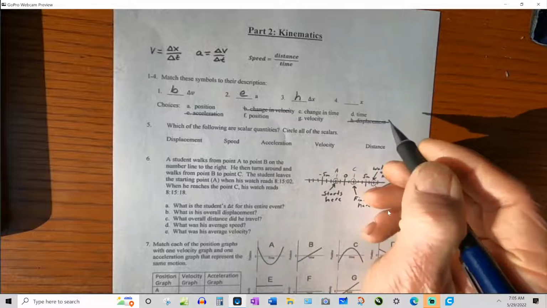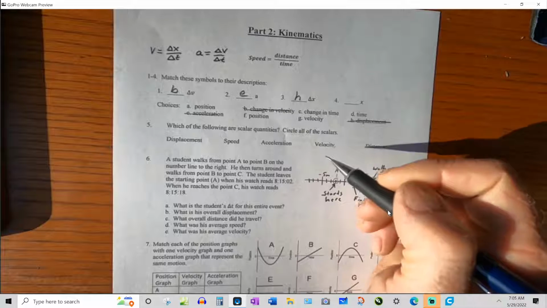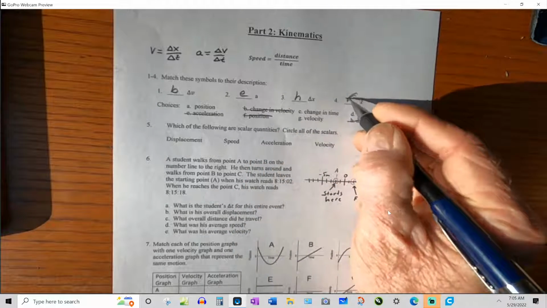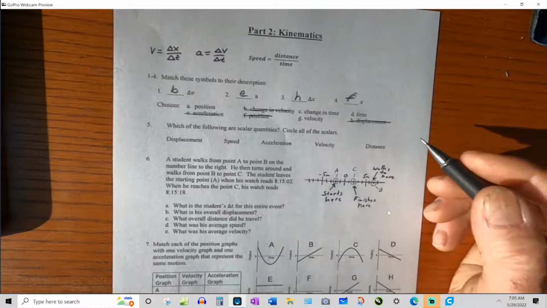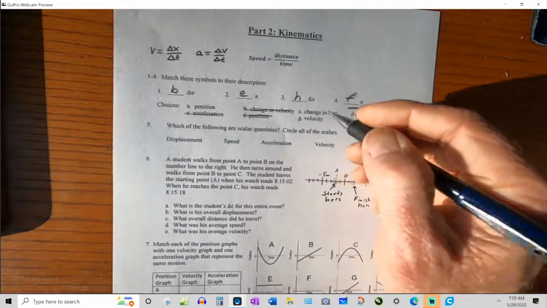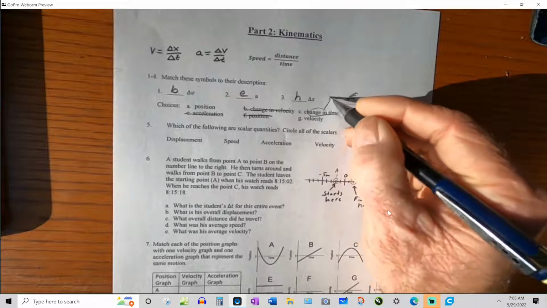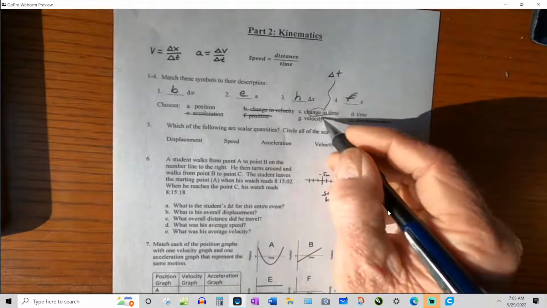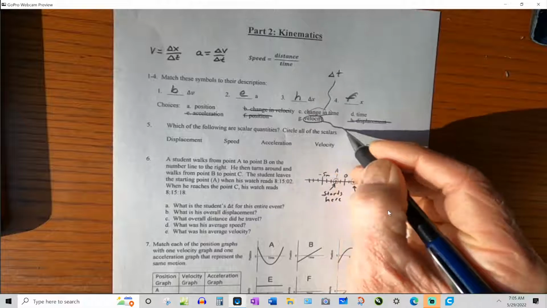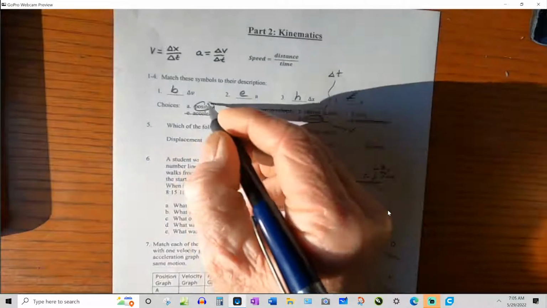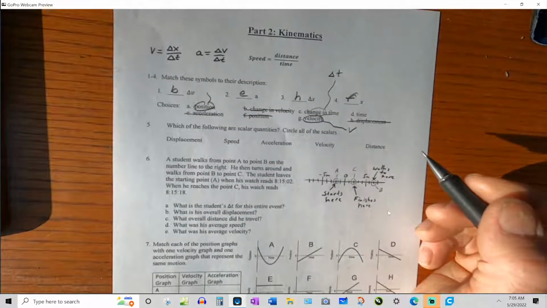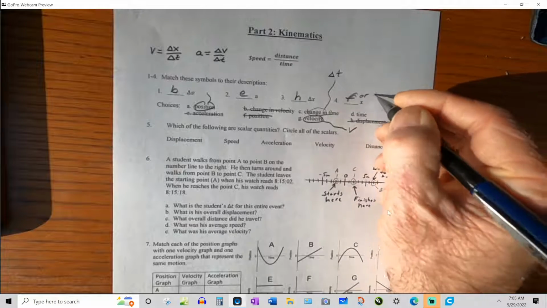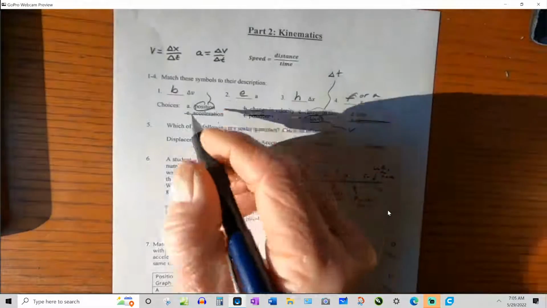And X is just position, F. Let's see, if I were to do these other ones, change in time, that would be delta T. And velocity is just V. And position, hey, position's on here twice, so that could be A. That's X.